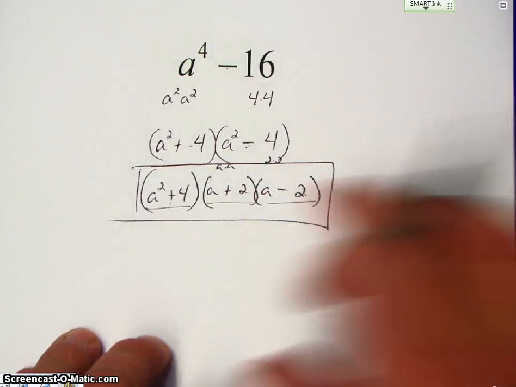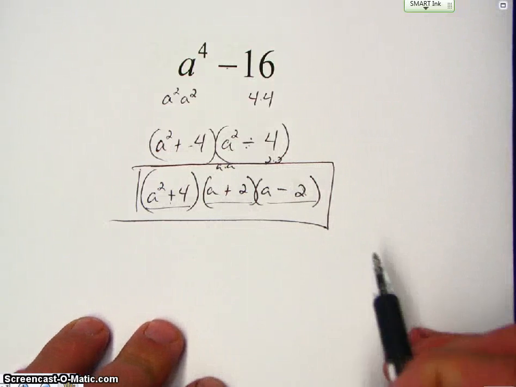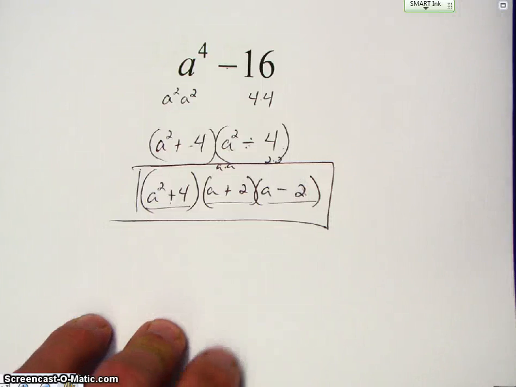So when you have a difference of squares, when you factor, it doesn't necessarily mean you're finished. You have to look at what you have, see if you can go more.